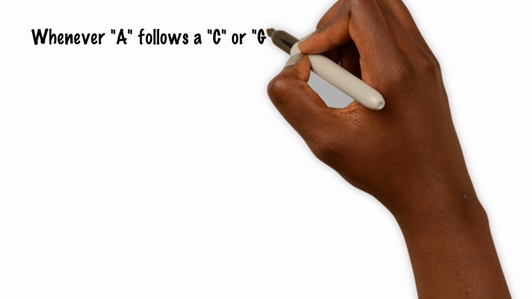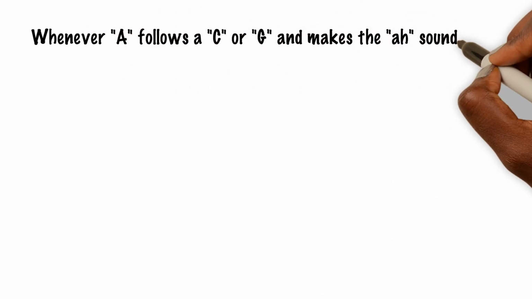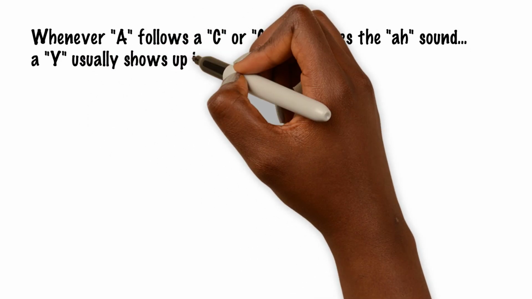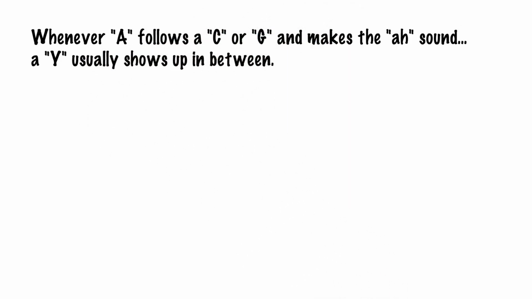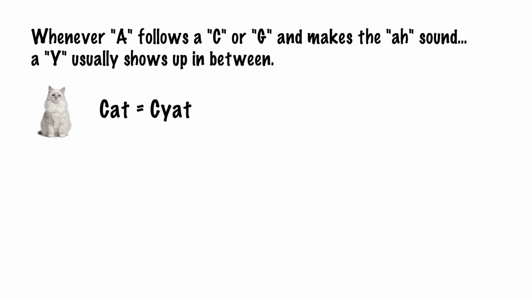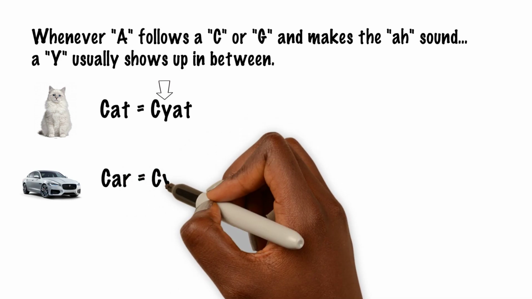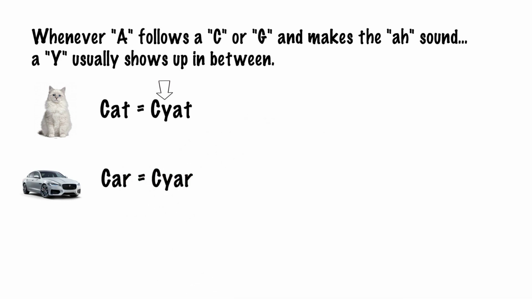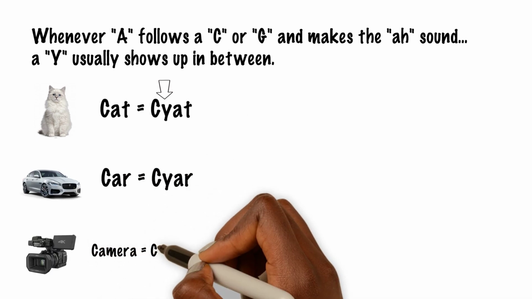Okay, so you will find that whenever the short A comes after C or G, there's usually a dominant Y sound in between them. So for example, the word cat in Patwa would sound like "cyat", with a heavy emphasis on that Y sound. The word car would sound like "kyar", and camera would sound like "kyamera".